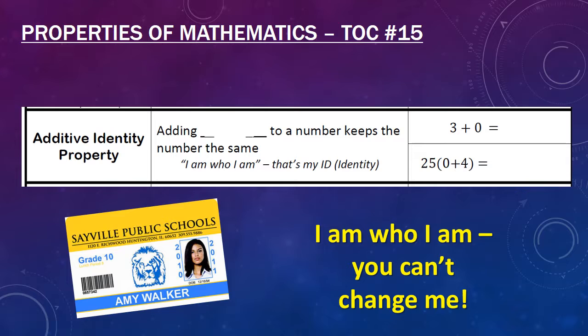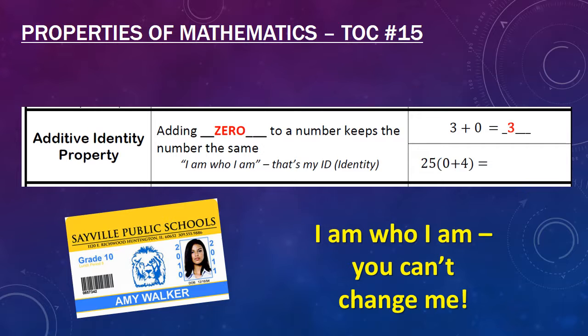So with the additive identity, think of your ID. Doesn't matter if you change your clothes, you're still yourself. So the number is still going to stay the same on both sides. So in order to keep the number the same, we add a 0, and that keeps the number the same on both sides of the equation. And I like the little saying, I am who I am, and that's my ID, my identity. So if we look at the example on the other side, 3 plus 0 is still going to keep its same identity. It's still going to stay 3.